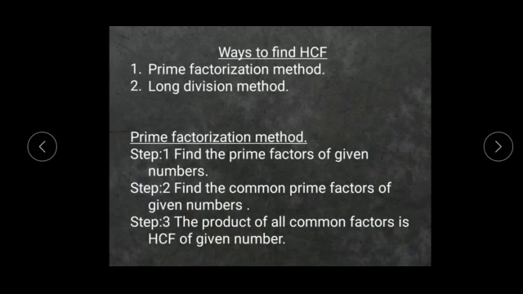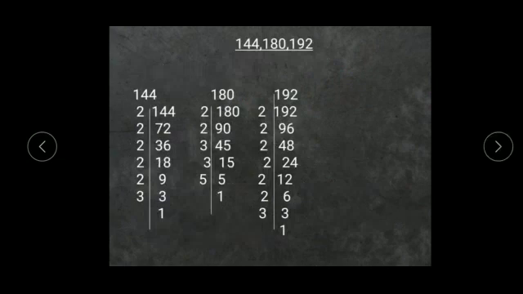Now there are two ways to find the highest common factor. The first one is the prime factorization method, and the other one is the long division method. Let us see the prime factorization method. As we have seen in the prime factorization method, we can use a factor tree or the division method. So here I will be showing you the division method.